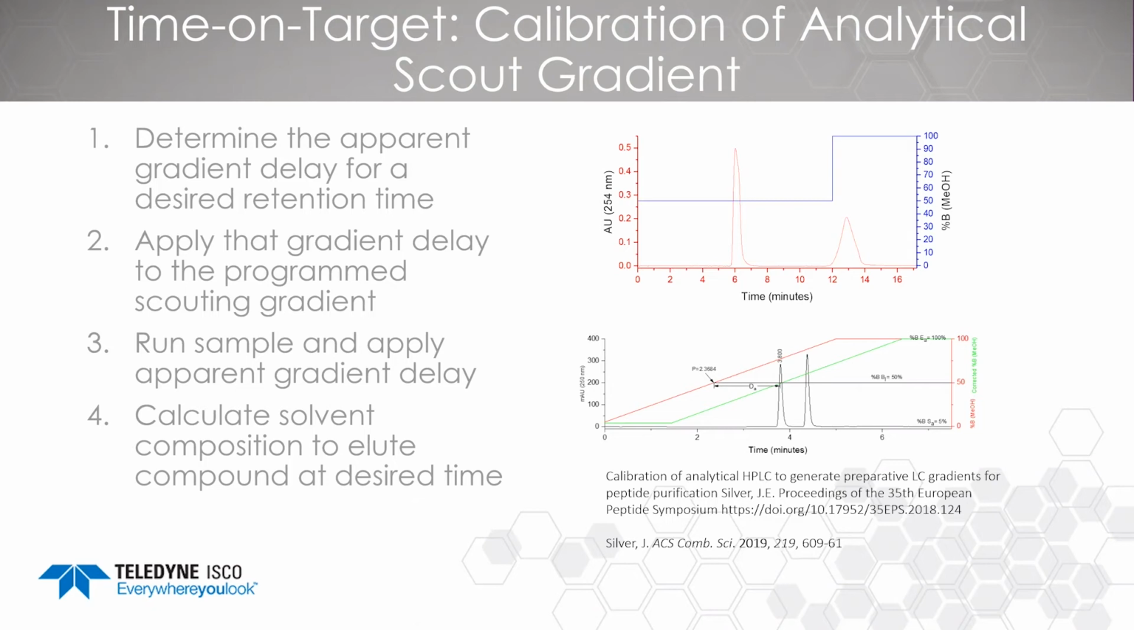We can then measure the apparent gradient delay. We apply that same apparent delay to any compound we run with that scouting gradient, and then determine a solvent composition that elutes the compound on the preparative column. The AccuPrep SFC has these calibrations saved in the system, and analytical SFC systems can be easily calibrated to the AccuPrep SFC.